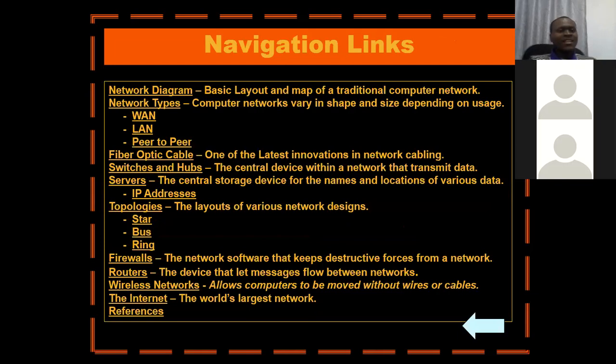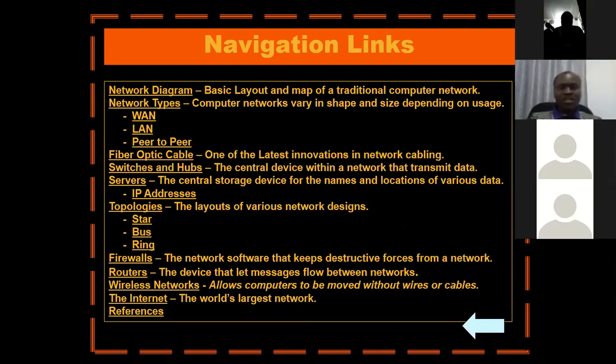Now, the first thing we're looking at here is the network design. The network design deals with the shape of the network, like the traditional shape of the network. Then you have the network types. Computer networks vary in shape and size depending on usage. Like I said before, we have the WAN, the LAN, and the peer-to-peer.